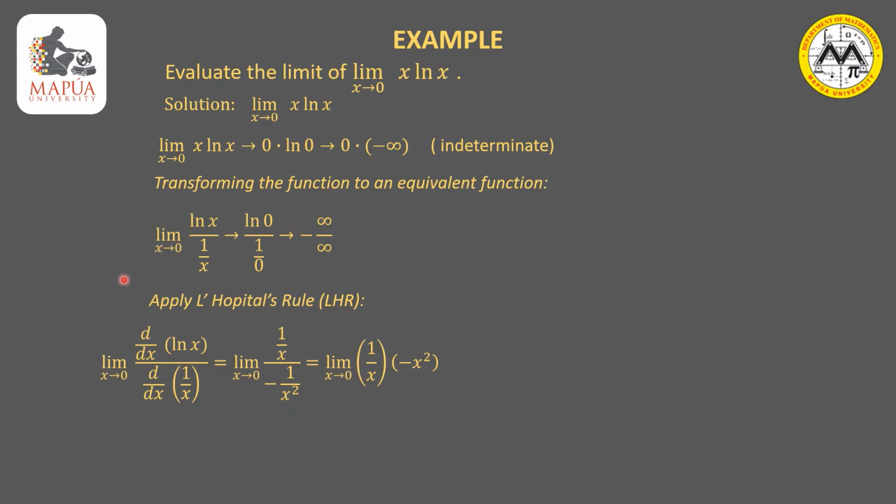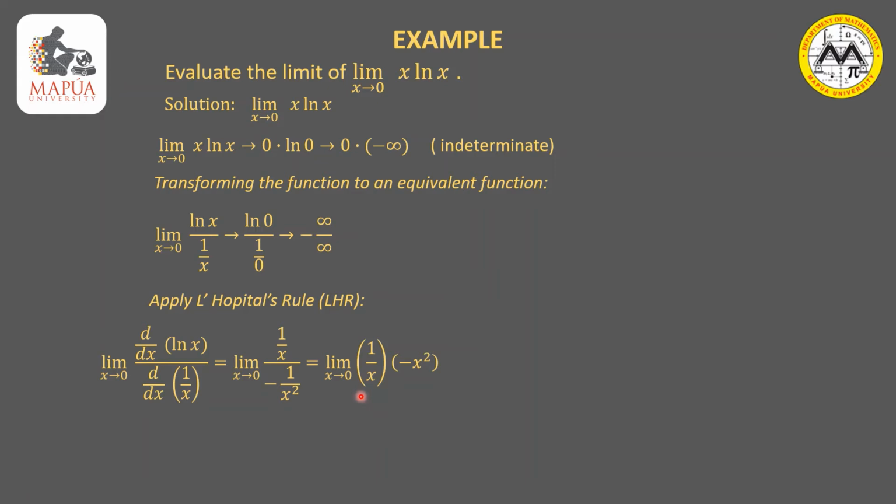Hence, we now apply L'Hopital's rule, evaluating the limit of ln x divided by 1 over x as x approaches 0, in terms of the limit as x approaches 0 of the derivative of ln x divided by the derivative of 1 over x. So for ln x, the derivative is 1 over x, and for 1 over x, the derivative is negative 1 over x squared.